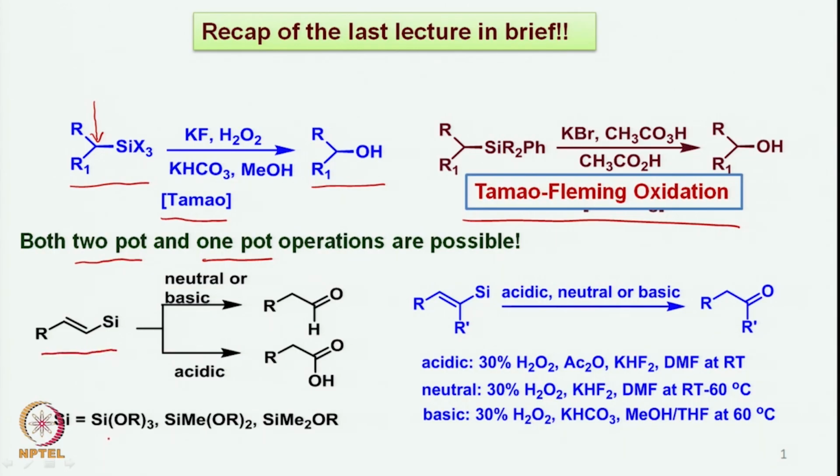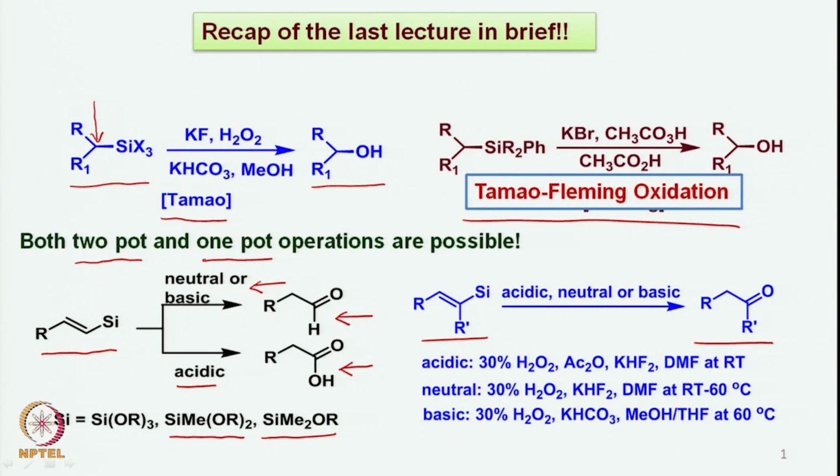Both are important, and in a similar fashion, when we had the alkynyl silane like this, we discussed towards the end that if we have neutral or basic condition like this, and if it is a disubstituted olefin, then we can get the corresponding aldehyde, or if it is under acidic condition like this, then we can get the corresponding acid, provided that the silicon has substitutions like this. On the other hand, when it is a tri-substituted silicon containing alkynyl molecule, then whether it is acidic or neutral or basic condition, we get only the corresponding ketone, because there is no chance of getting any acid.